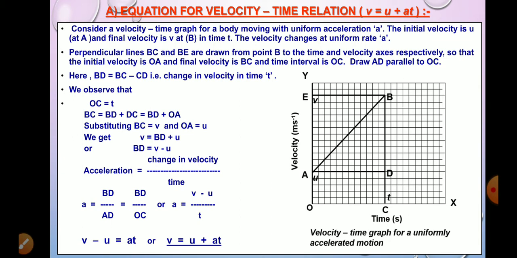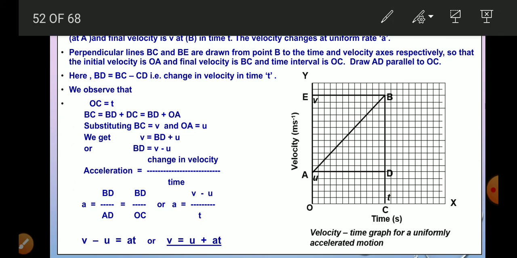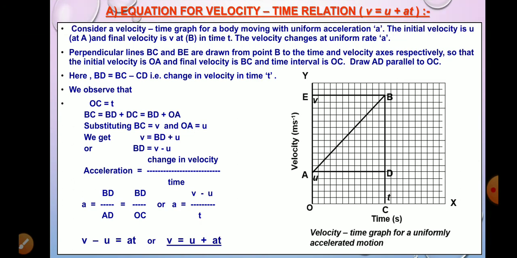Now, what is BD? BD is equal to BC minus CD. So if you do BC minus CD, you are going to get BD. Here let us draw AD parallel to the x-axis, that is, parallel to OC. From the graph we observe that BC is equal to BD plus CD.